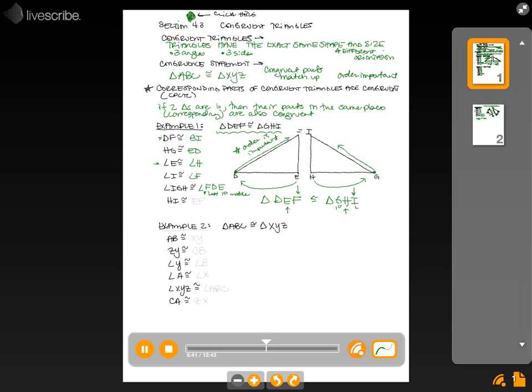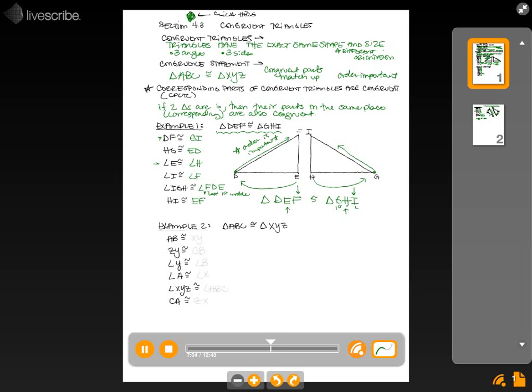They have to match up. They have to correspond. Last one, HI, goes from the middle to the last letter. So in our other triangle, our first triangle, we're going to start with the middle letter, which is E, to the last letter, which is F. And that's what I want you to do. That's what you're going to be doing on your homework in class, okay? Whatever's in the same places, you need to match them up.